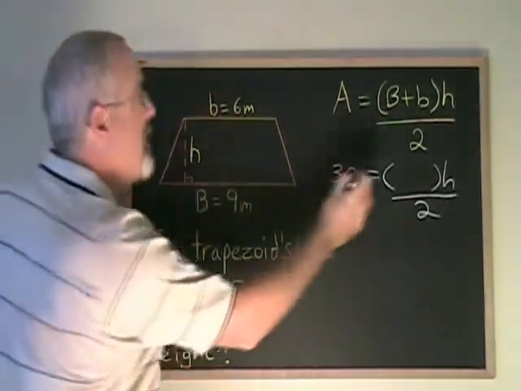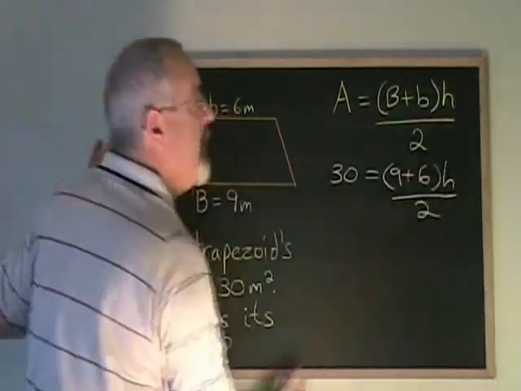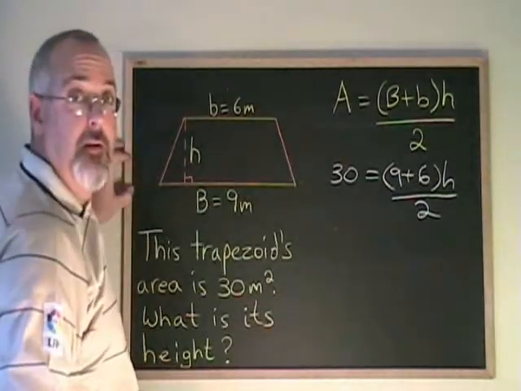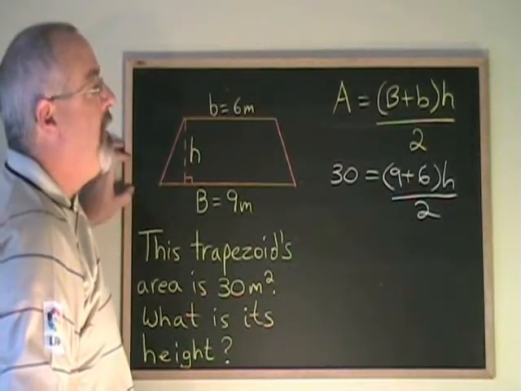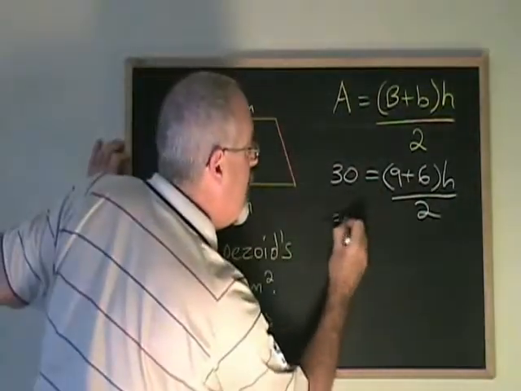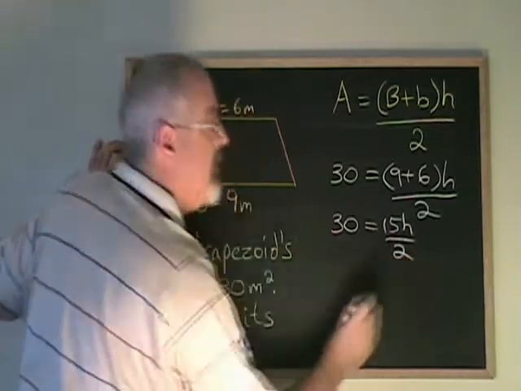The big B is 9, and the little b is 6. The h has to remain an h for now, and the 2 is just part of the formula. Now, first thing I'm going to do is combine the two numbers inside the bracket. So I get 30 equals 15h over 2.